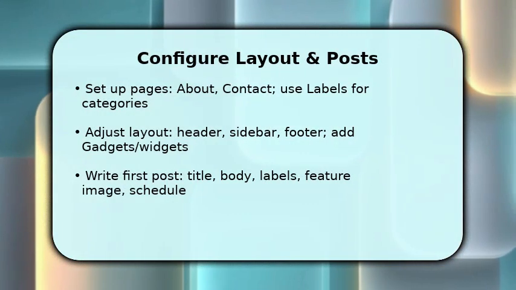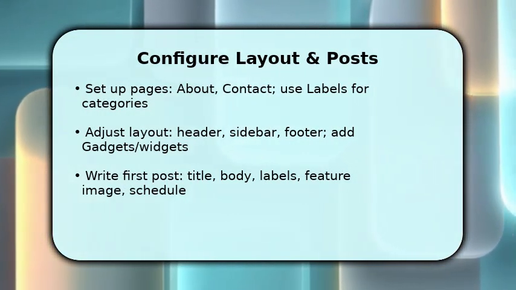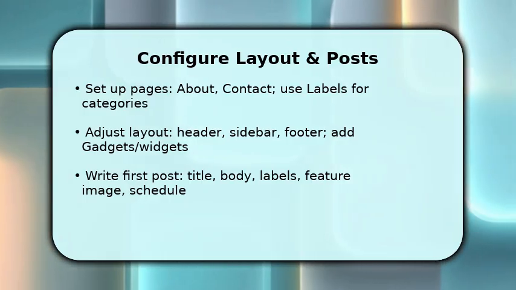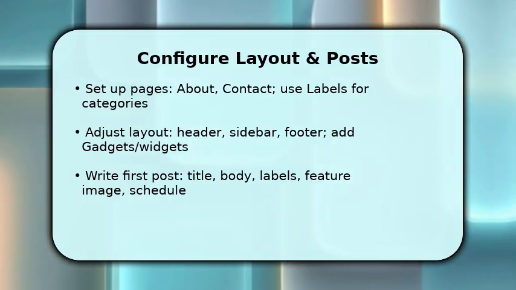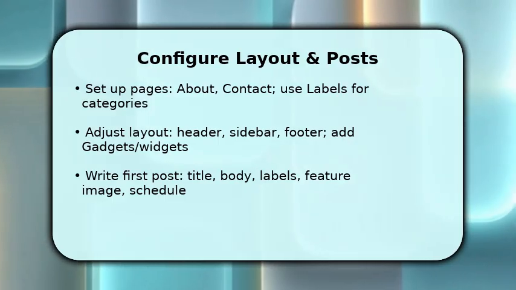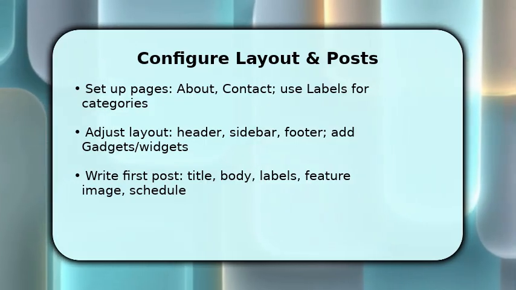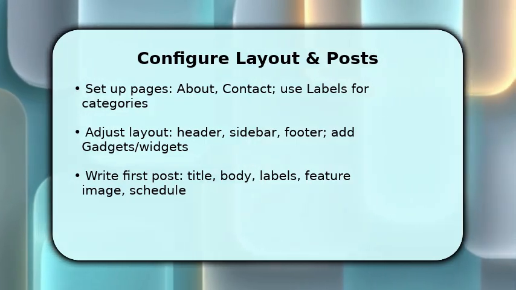Once your blog exists, configure its structure to guide readers. You add pages like About and Contact and then set labels to organize content. Labels improve navigation and SEO. Make layout changes. Drag header, sidebar, and footer elements, and add useful gadgets like search, archive, and follow.